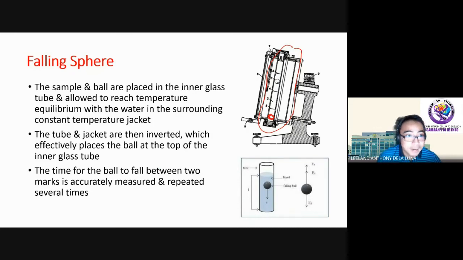Alright? So, anyway, class, similar to this again. Less time it takes for the ball to fall down, indicating less viscous. And if it takes more time for the ball to reach its stop point, then it means that the fluid is more viscous.